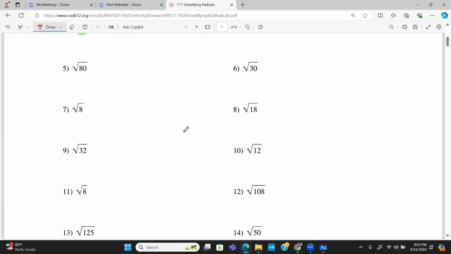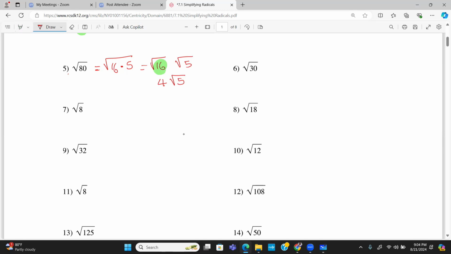Now for number 5, we're looking at 80. We can rewrite 80 by using 16, so we can write this as 16 times 5. Then we're going to split this using the product rule for the radicands. It's going to be the root of 16 times the root of 5. Now remember that 16 is a square number, which means the square root of 16 is 4. And then we have our root 5.